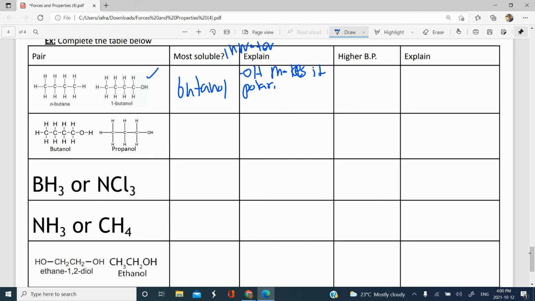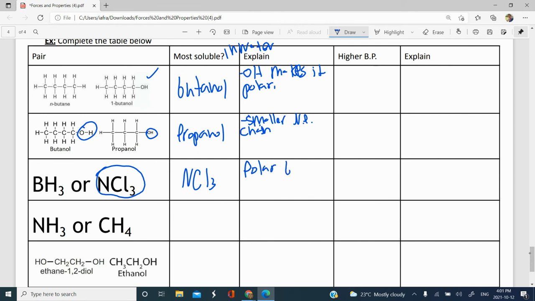All right, between butanol and propanol, they both have OH. However, which one would mix with water more effectively? I'm going to say propanol. The reason is that it has a smaller non-polar chain or part. It only has a 3-carbon chain. Between BH3 and NCl3, we've done that one already, but just to try it again, NCl3 is more likely to dissolve in water, and it's simply because it's polar. But BH3 is non-polar.